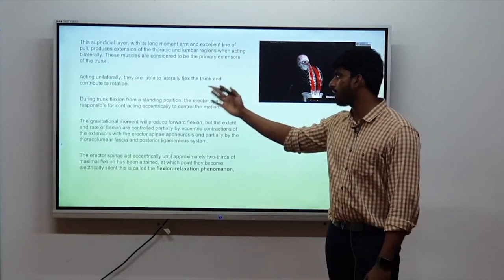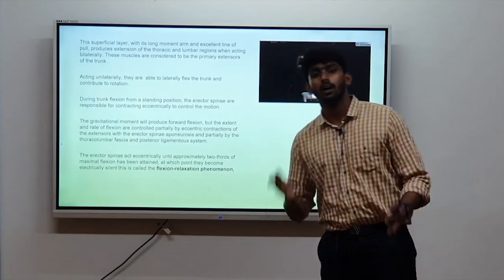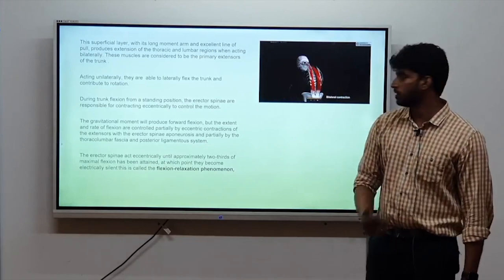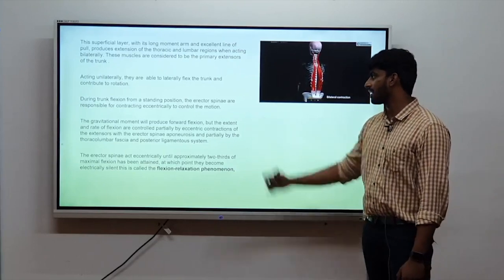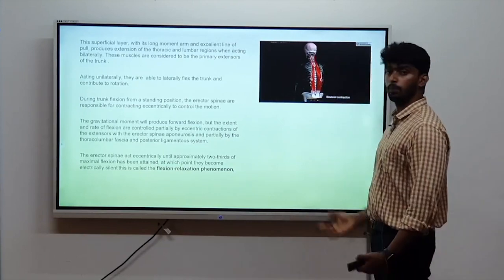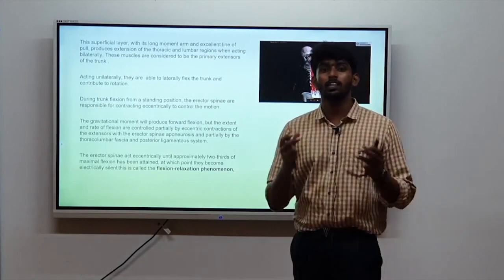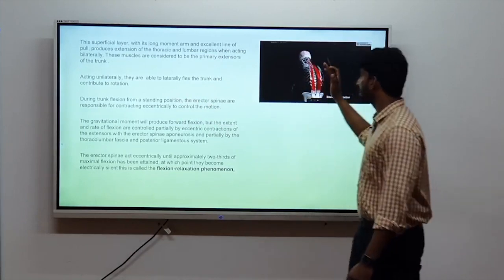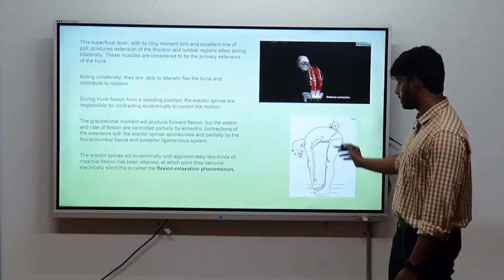They have given the point that if they are acting unilaterally, they assist in lateral flexion. But you have to think about what happens if the muscle is overacting on one side. During trunk flexion from a standing position, the erector spinae are responsible for contracting eccentrically to control the motion. But before that, when you're standing upright and try to extend your trunk, the first muscle acting will be the gluteus maximus. But during trunk flexion from a standing position, the erector spinae contract eccentrically to control the motion. See here.